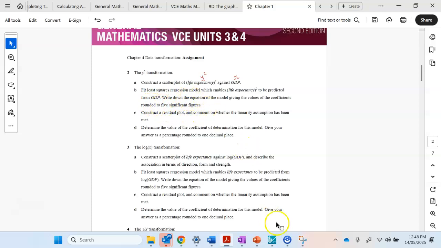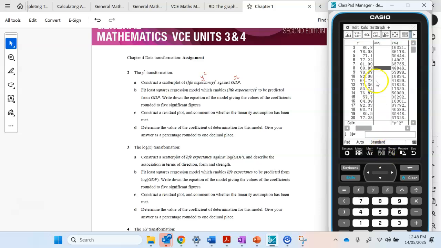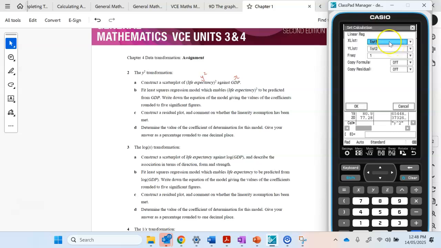All right, so going back to the calculator. If you're doing any regression model, it would say least squares line as opposed to regression model, but it's the same thing. So we just go back to our spreadsheet, go to calc and regression, and we're doing linear regression. Just got to make sure that we're consistent with our x and our y. So remember for question 2, for our y squared transformation, we're doing x and y squared.